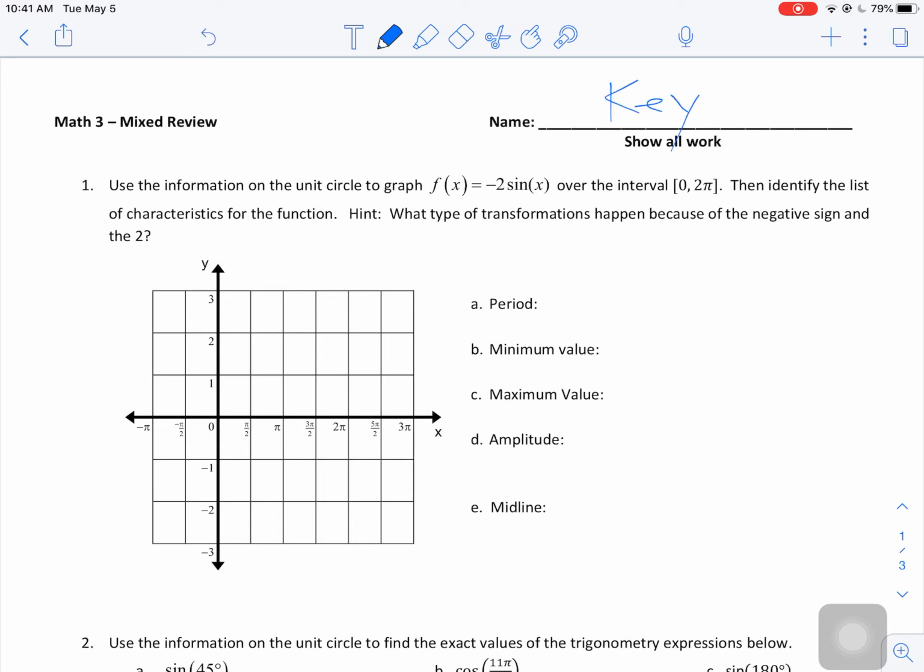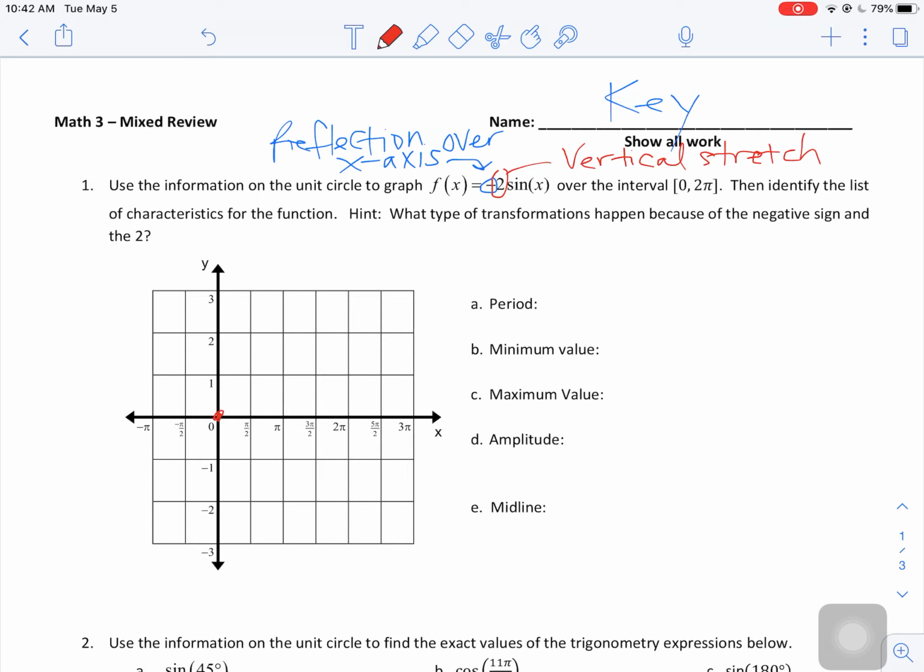So, a negative sign in the front of a function like that is a reflection over the x-axis. So everything is going to be flipped upside down. The 2 is your vertical stretch, or when you're talking about sine and cosine graphs, that's the amplitude. So instead of everything being 1 tall, everything's 2 tall. So vertical stretch.